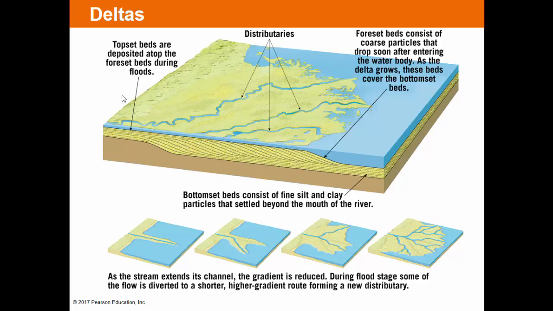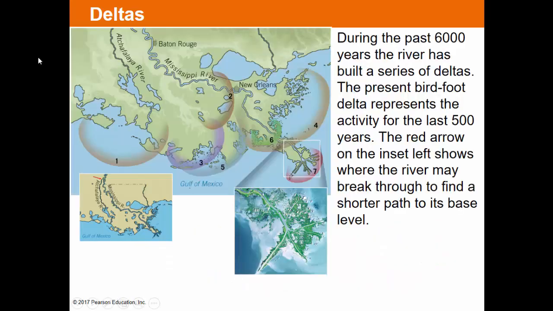Now, this last bed, very thin, that extends out part of the way, actually gets deposited when you have major floods. The floods cover the entire delta, and that bed gets laid down. Now, the Mississippi Delta has been going on for 6,000 years. There have been 7 different deltas. Number 7 is where we are now, this nice bird's foot delta.